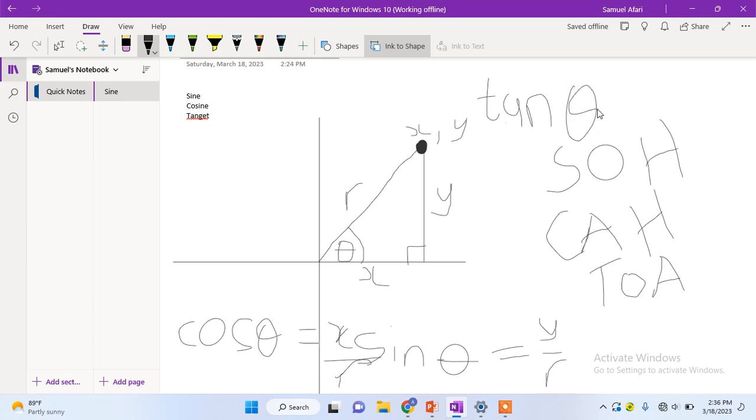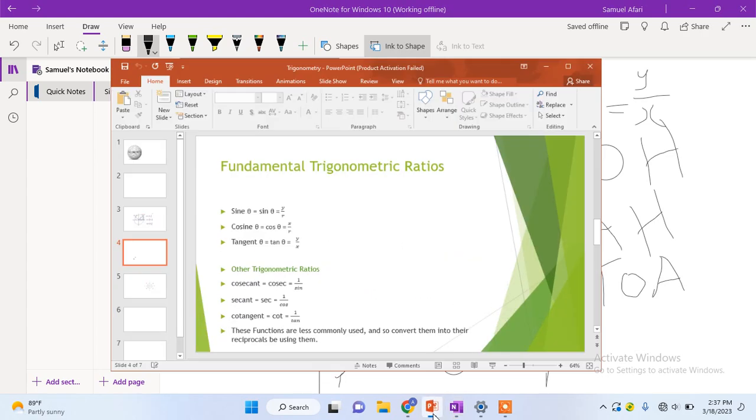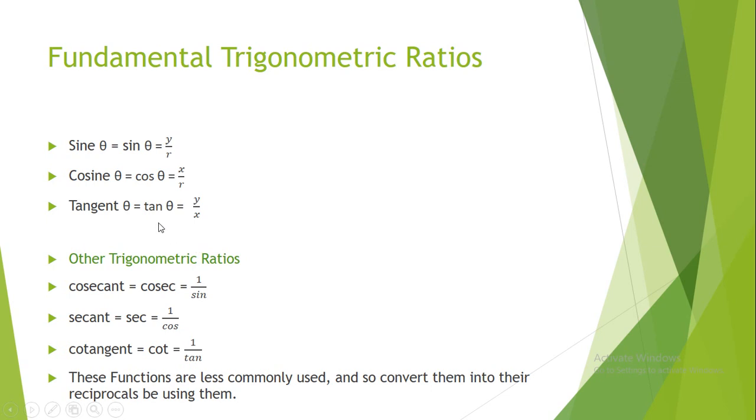Tan theta will give us what? Tan theta is going to give us, that is TOA. So opposite, this is the opposite. And then the adjacent, that's x. So we are going to get y over x for our tan theta. So just as we have it here, you can find that in our slides, sine theta is y over r, cos theta is x over r, tan theta is y over x.